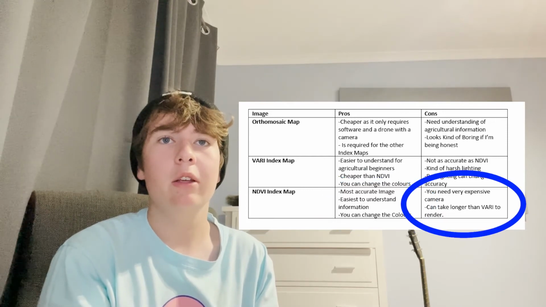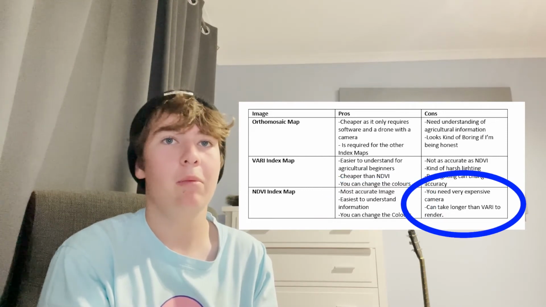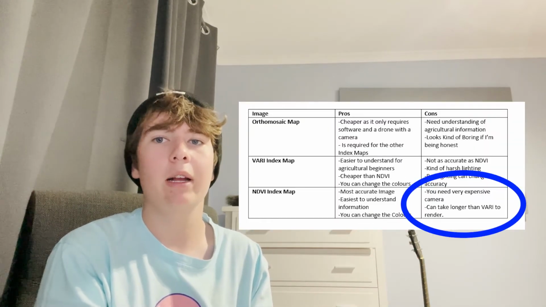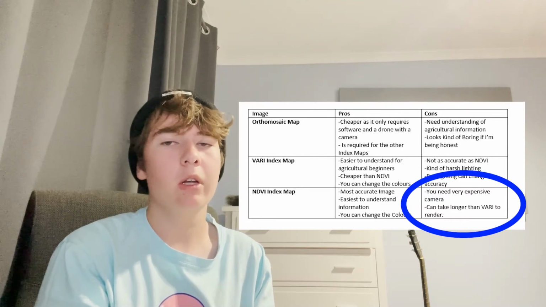But the cons are that you need a very expensive camera, i.e. a multispectral camera, as shown here, and it can take longer to render than VARI can, which is sometimes a statement of truth and sometimes it's just your computer being slow.